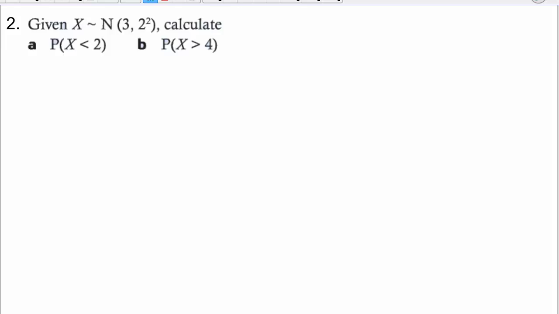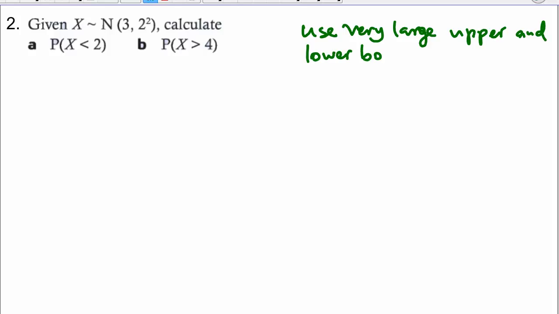So what I'm trying to imply here is to use very large upper and lower bounds. If you have situations like this, use very large upper and lower bound values.